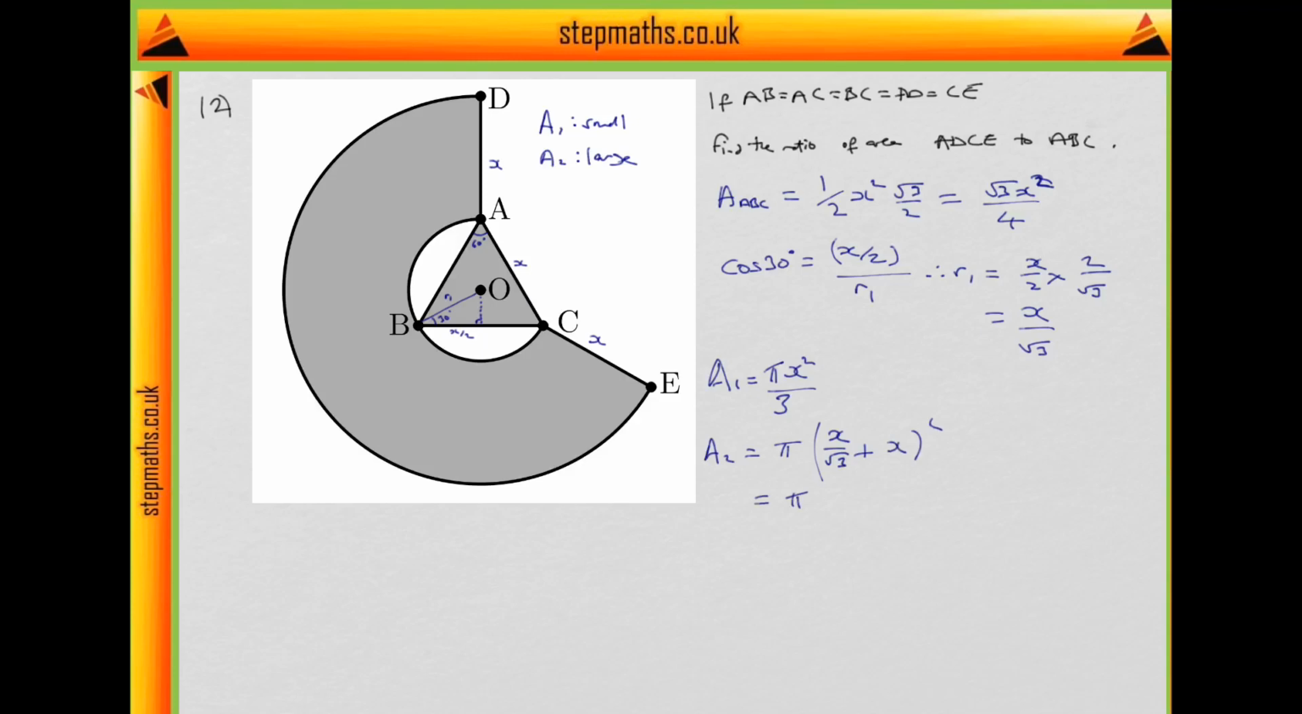Well, that's equal to pi x squared times (1 plus 1 over root 3) all squared. And that's equal to pi x squared times (1 plus 2 over root 3 plus 1 over 3), which comes out to 2 pi x squared times (2 plus root 3) over 3 when we simplify it. So what we do there is we simply add the 1 and the third to give us 4/3, bring out the 2, and then multiply top and bottom by root 3 to rationalise it.